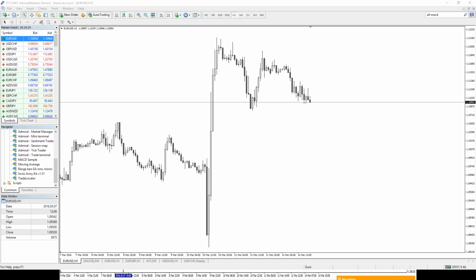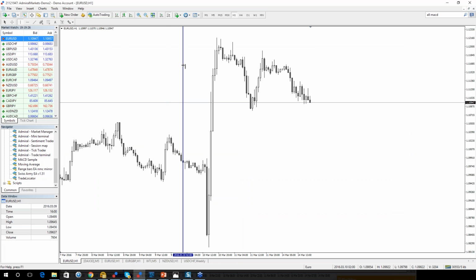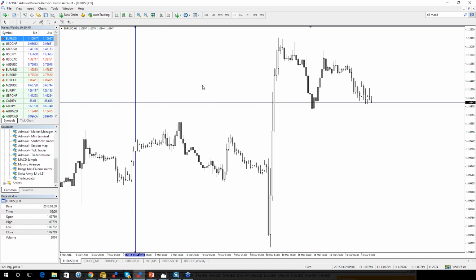It was basically the 7th of March, and that was when we had a webinar. This was webinar time, and this was our level. So the low was, well, 20 pips from my level.